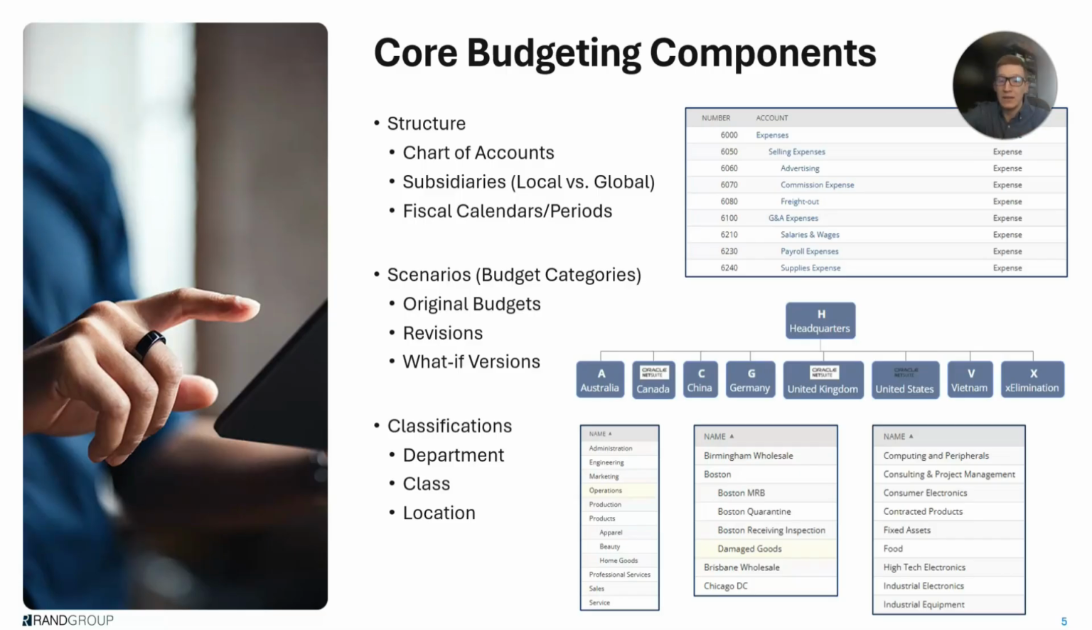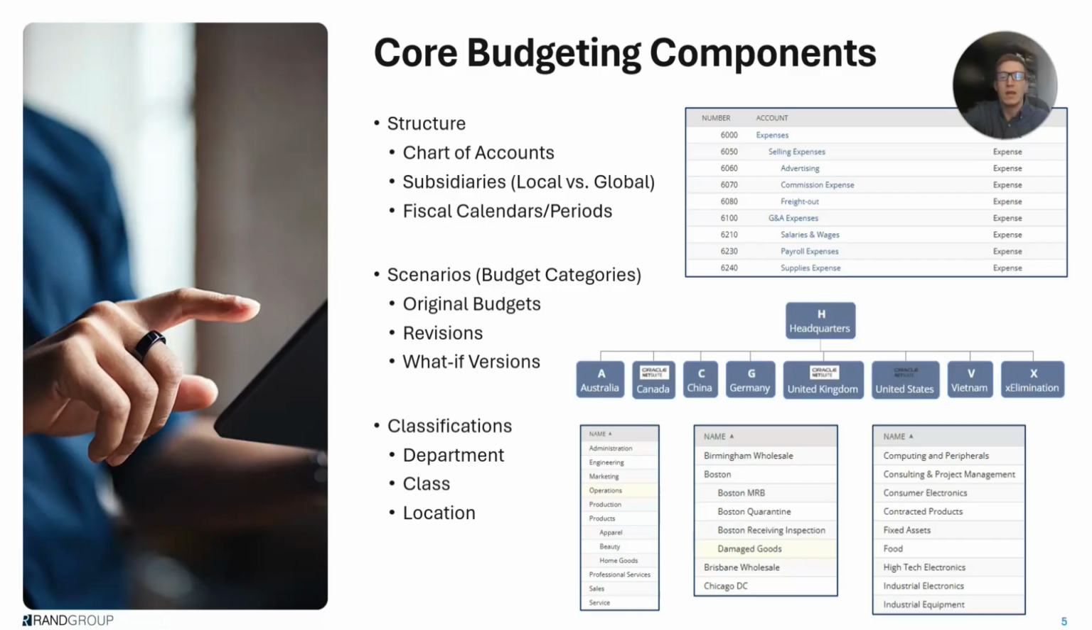Number 3, less exciting and not shown on the slide. You can only budget by the way you have your fiscal periods and calendars set up. If you have a non-standard or 445 setup, budgeting can be quite a bit more complex. For most of you, that shouldn't be an issue.